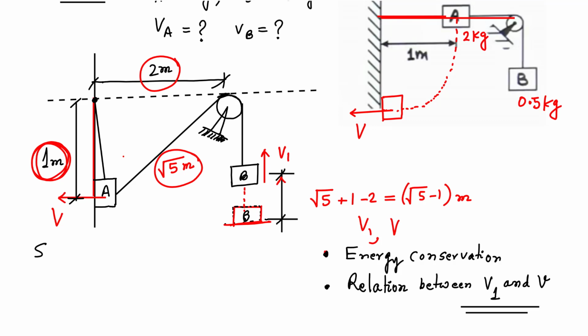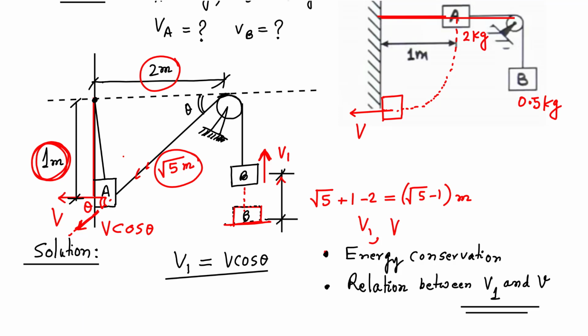Okay, so let us solve this problem. Let's say this angle is theta. If this angle is theta, then this angle will also be theta. So what is the component of velocity in this direction? In this direction it will be v cos theta, which is the rate at which the string is getting pulled, the same as this v1. So now I have a relationship: v1 is equal to v cos theta.